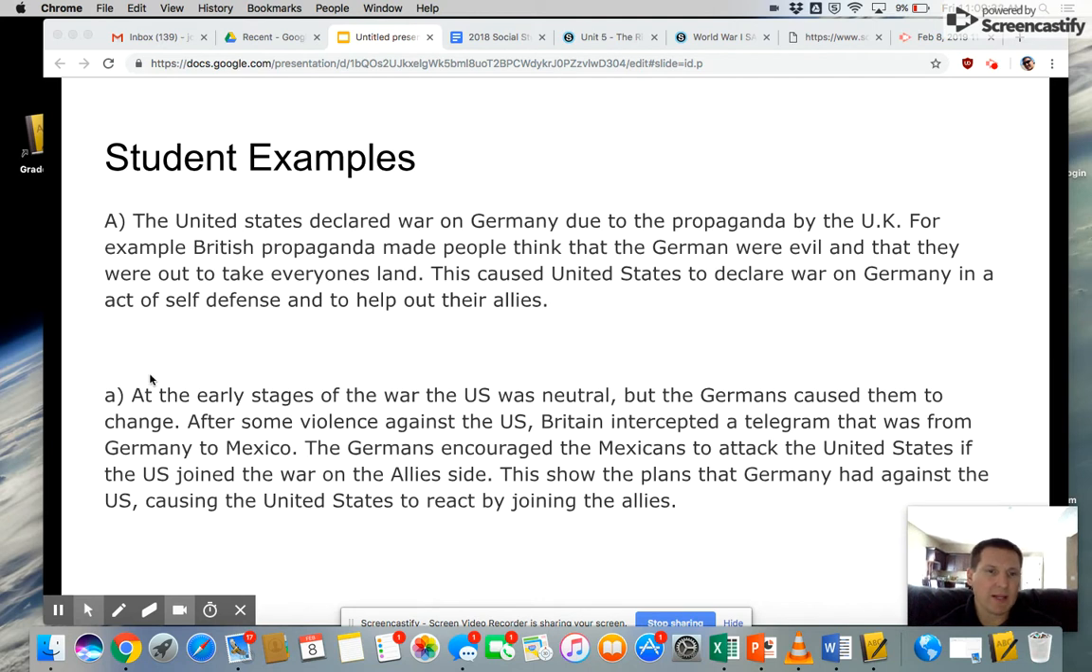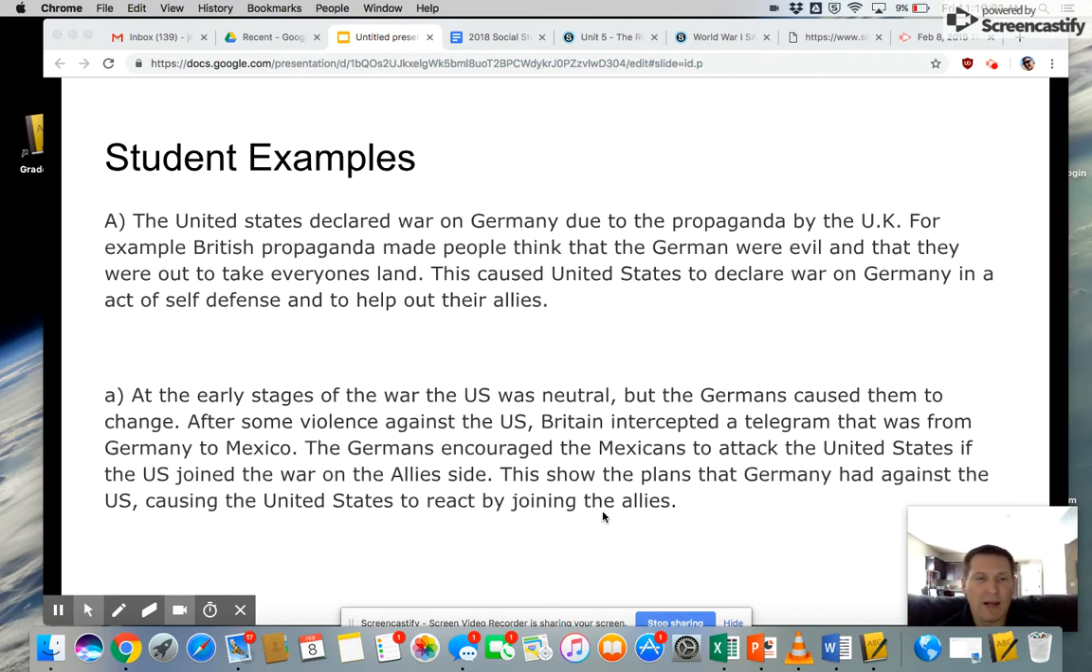All right, last one for part A. At the early stages of the war, the U.S. was neutral. Good. But the Germans caused them to change. Okay. After some violence against the U.S., Britain intercepted a telegram that was from Germany to Mexico. Yes, good. The Germans encouraged Mexicans to attack the United States if the U.S. joined the war on the Allied side. This shows the plans that Germany had against the U.S., causing the United States to react by joining the Allies.